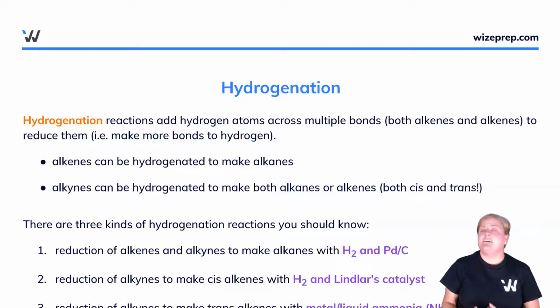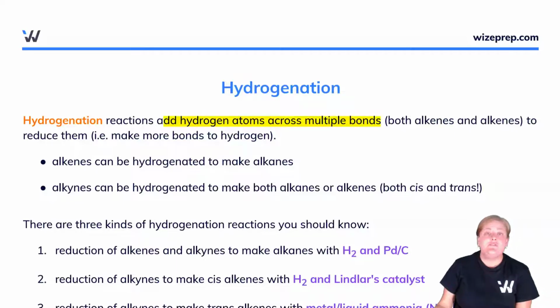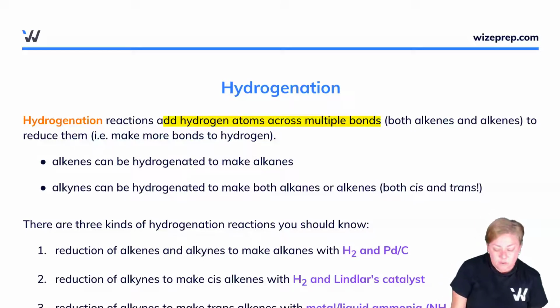So next up is hydrogenation, and this is going to be the first time in a while that we've seen the alkyne factoring in as well. Hydrogenation, unsurprisingly, is the addition of hydrogen atoms across multiple bonds, and this can be true for both alkenes and alkynes, as we're going to see. To reduce them, what a reduction means is we make more bonds to hydrogen.